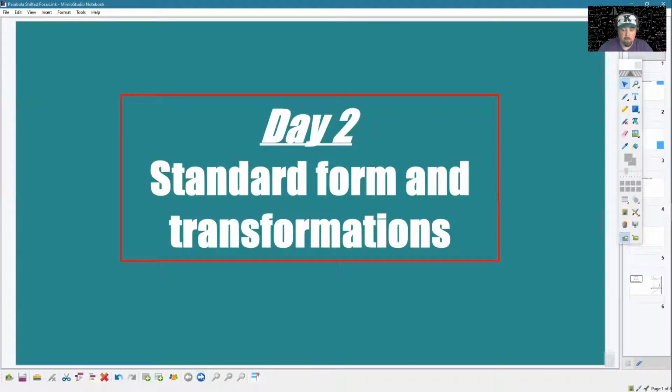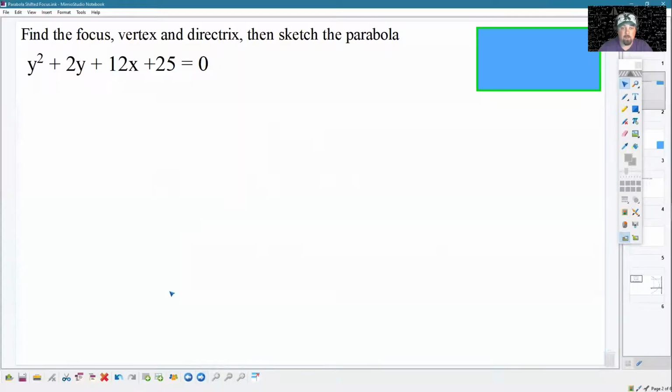Standard form. What happens with standard form is we're going to get something that looks like this: y squared plus 2y plus 12x plus 25 equals 0. A lot of times the 25 will be over here, but most of the time it's set equal to 0. This is considered our standard form of this conic, okay? And what happens here is we're going to have to do some factoring and some other stuff. We're going to change the way this thing looks so that we can find the value of p.